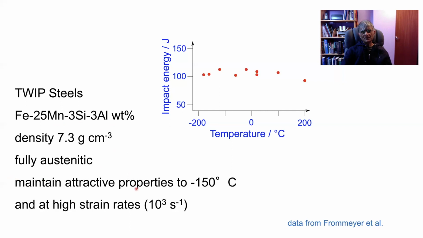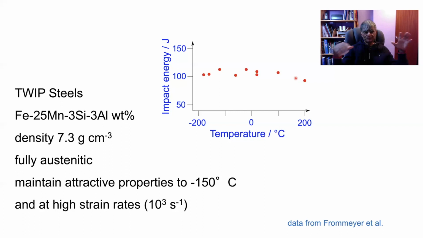cryogenic temperatures. So if you look at this, the impact toughness energy is more or less independent of the test temperature. And that is very, very good, because we can think about making, and indeed there have been these objects constructed, which are very large tanks to hold liquefied natural gas. The current steels that we use are based on iron nickel alloys, and nickel is expensive compared with this steel.